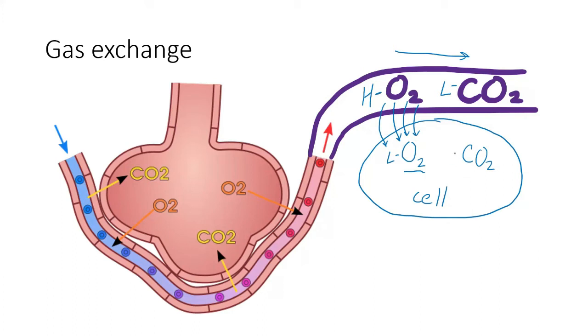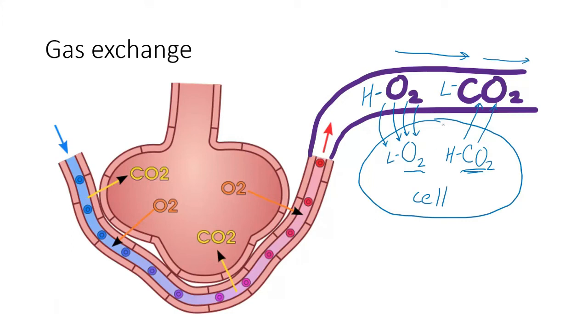The reverse is true for carbon dioxide. As the cell uses oxygen, it's producing energy, breaking down sugars into carbon dioxide, so those levels stay fairly high and diffuse out into the low concentration of CO2 in the bloodstream. Again, blood flows down, fresh blood comes in, more carbon dioxide is produced inside the cell, and more diffusion out. So there's this essentially constant exchange of oxygen and carbon dioxide.